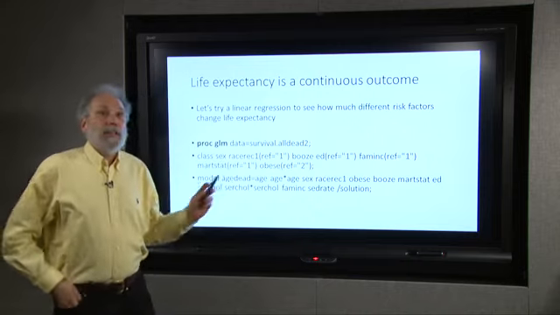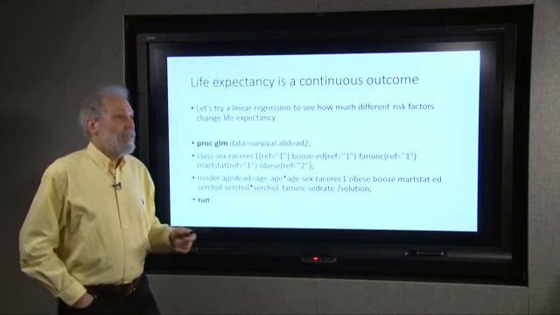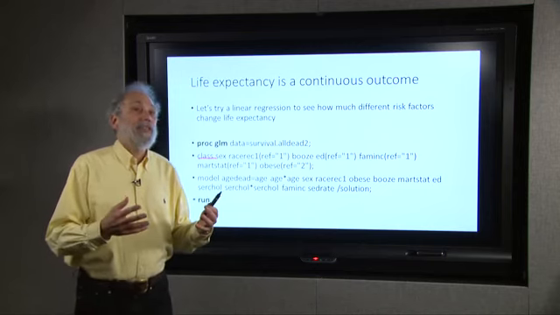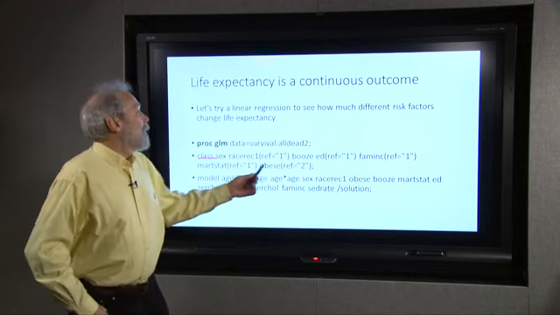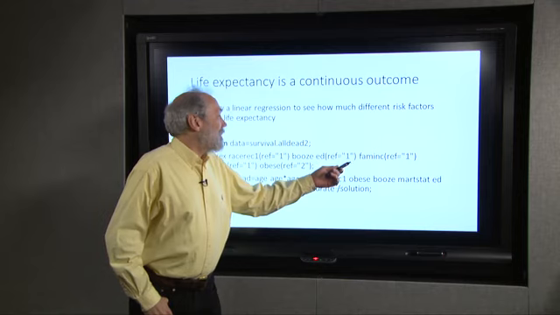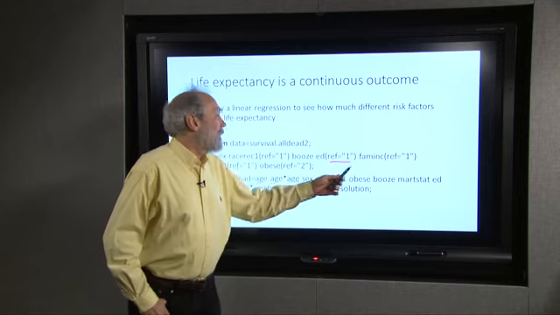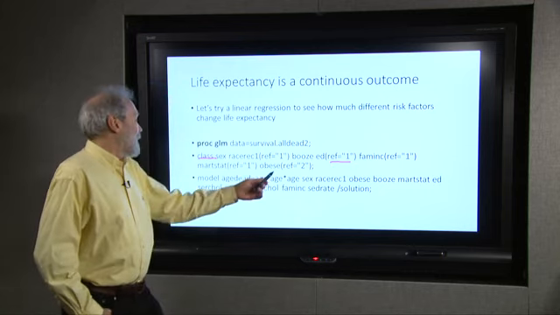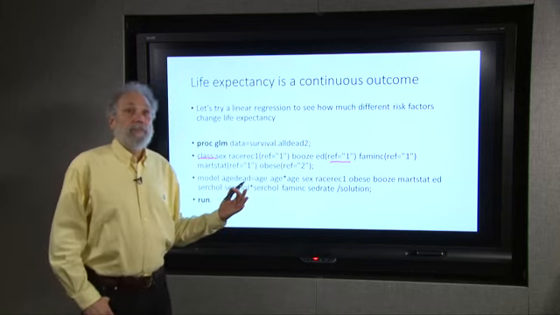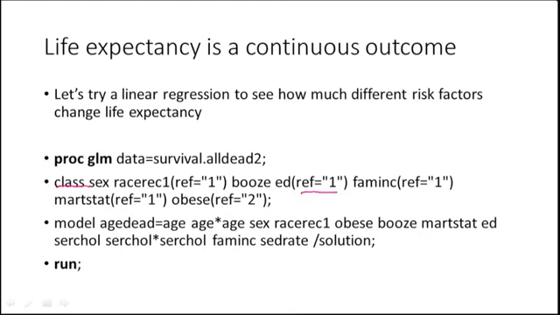As we've discussed previously, SAS always chooses the reference category to be the highest value. Okay? Booze, education, the reference category is going to be 1, which is the lowest education category, etc. And then our model is we're regressing age at death against predictors. And the first predictor in there is age.